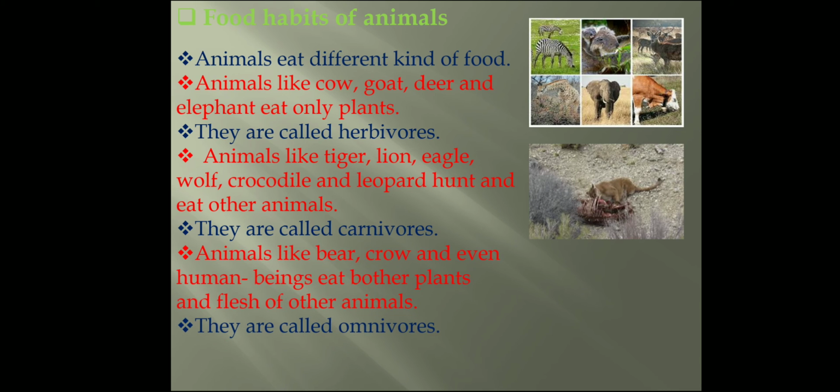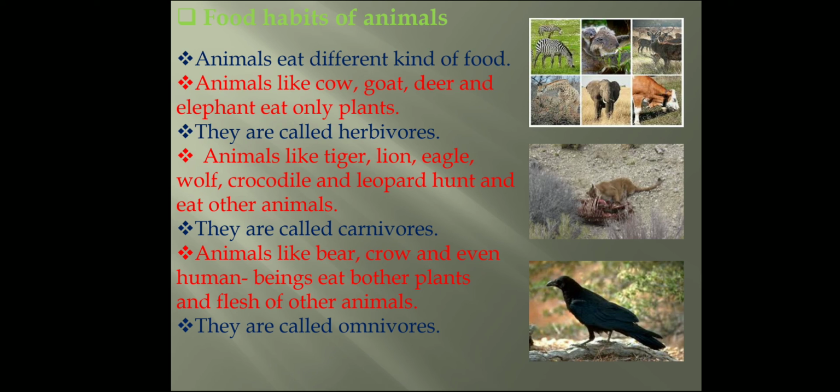Now, animals like a bear, crow, and even human beings eat both plants and the flesh of other animals. They are called omnivorous. So, what is the meaning of omnivorous? Omnivorous animals eat plants as well as the flesh of other animals. So herbivorous means plant eating animals, carnivorous means animals that hunt and eat other animals, and omnivorous means animals that eat both plants and flesh. I hope you are clear about herbivorous, carnivorous, and omnivorous.